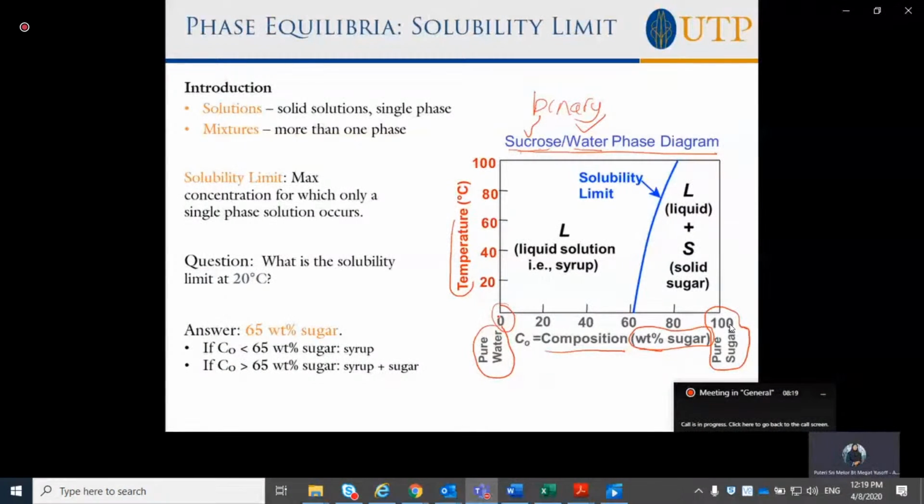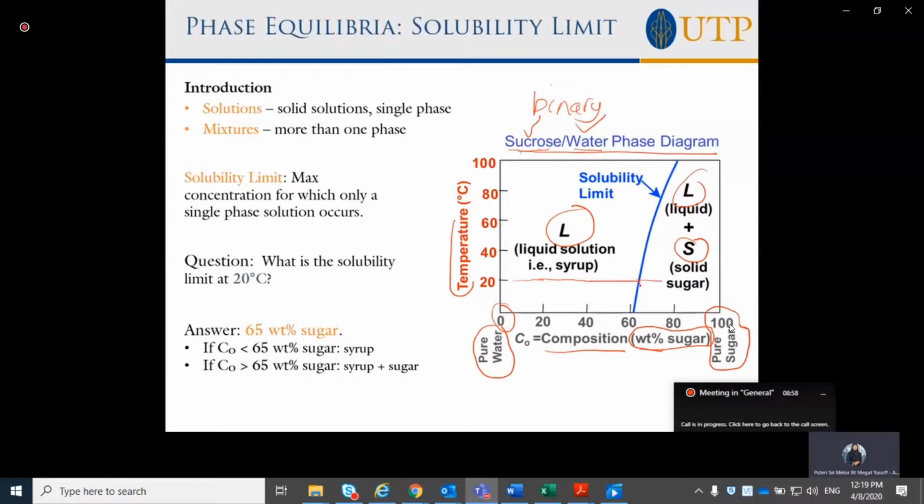If you add just a little bit, at 20 degrees, if you add 0, 10, 20, you are still a liquid. You manage to dissolve the sugar in your liquid. So it's still one phase, a liquid. And then you add more, 40%, you're still a liquid. But then when you reach this point, at 20 degrees Celsius, you reach your maximum limit of sugar solubility. You would now start to have liquid and solid, the undissolved solid.